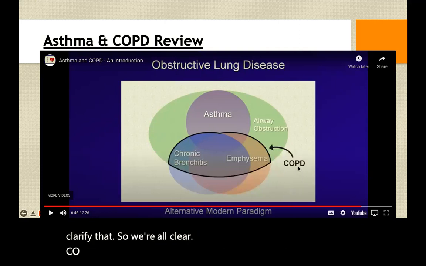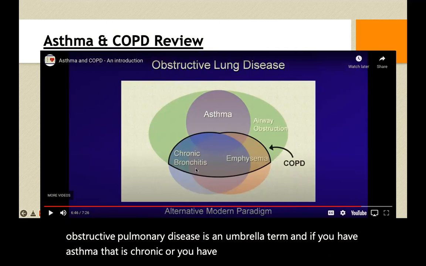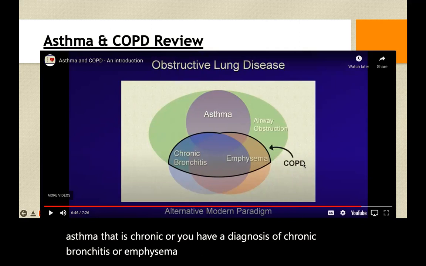COPD can be used as an umbrella term. So COPD, being chronic obstructive pulmonary disease, is an umbrella term. And if you have asthma that is chronic, or you have a diagnosis of chronic bronchitis or emphysema, these all fall under the umbrella term of COPD.